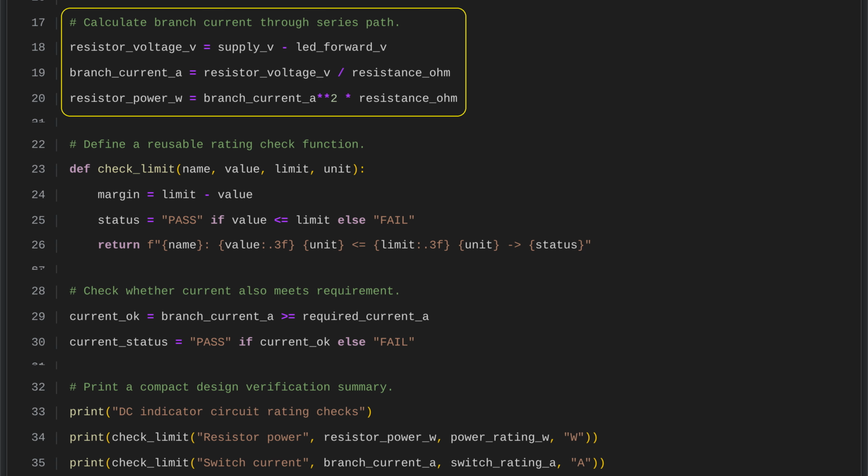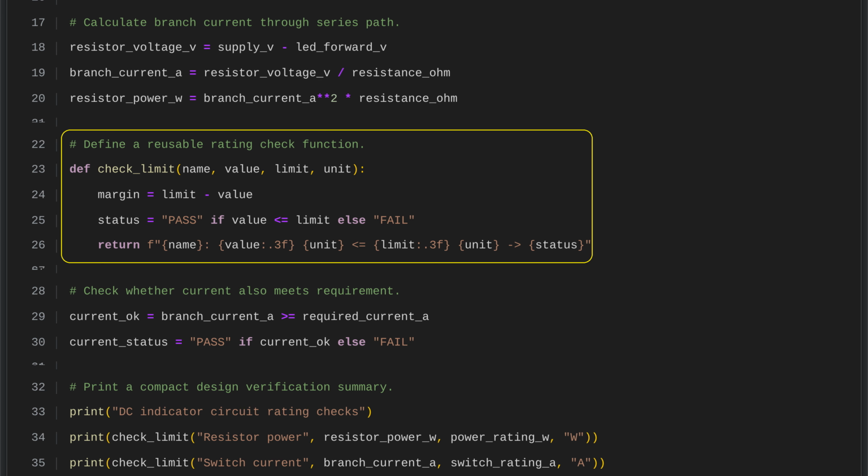To analyze the LED resistor branch, first find the voltage across the resistor by subtracting the LED forward voltage from the supply voltage. Then divide that resistor voltage by the resistance to get the branch current. Finally, use the current and resistance to find the resistor's power dissipation so you can confirm it stays within its rated limit. The check limit function verifies whether a measured value stays within an allowed limit. It compares the value to the limit, marks the result as pass if it is within range, and fail if it exceeds the limit, then returns a formatted summary showing the item name, value, limit, unit, and status.